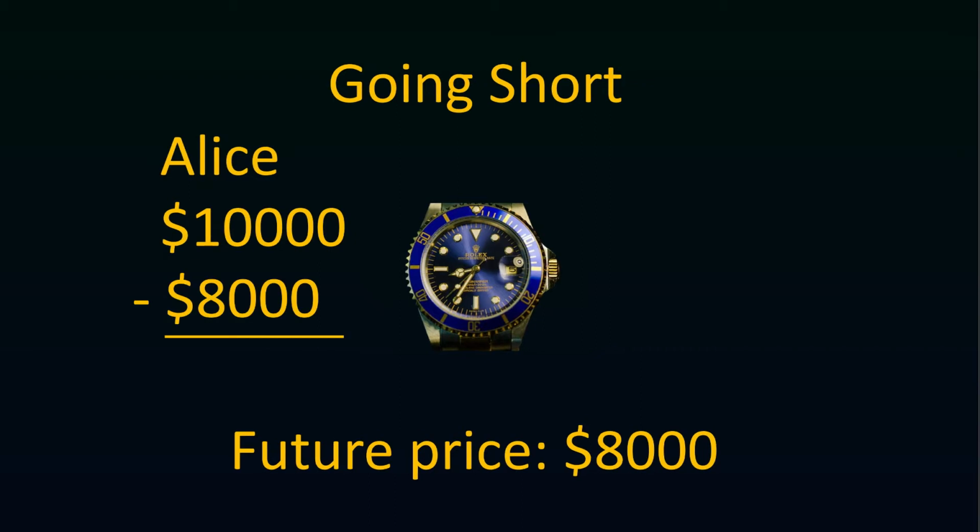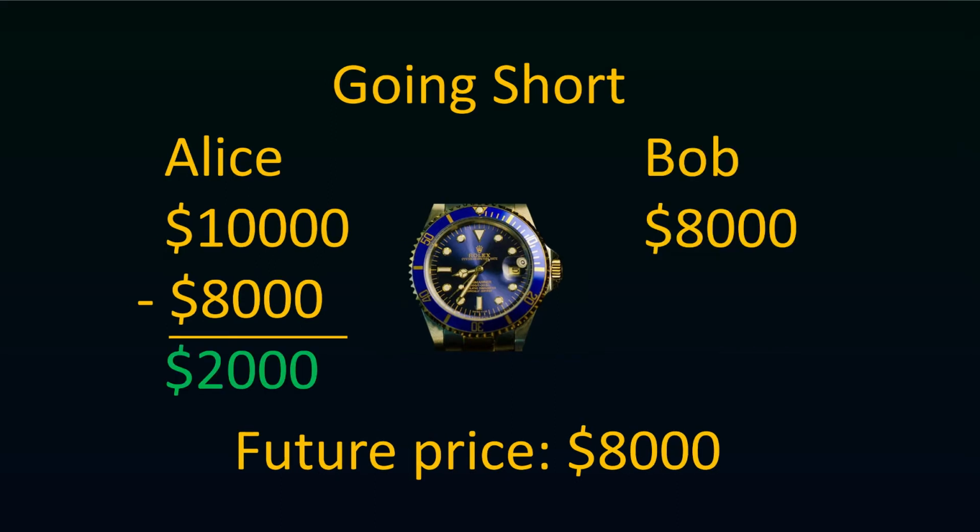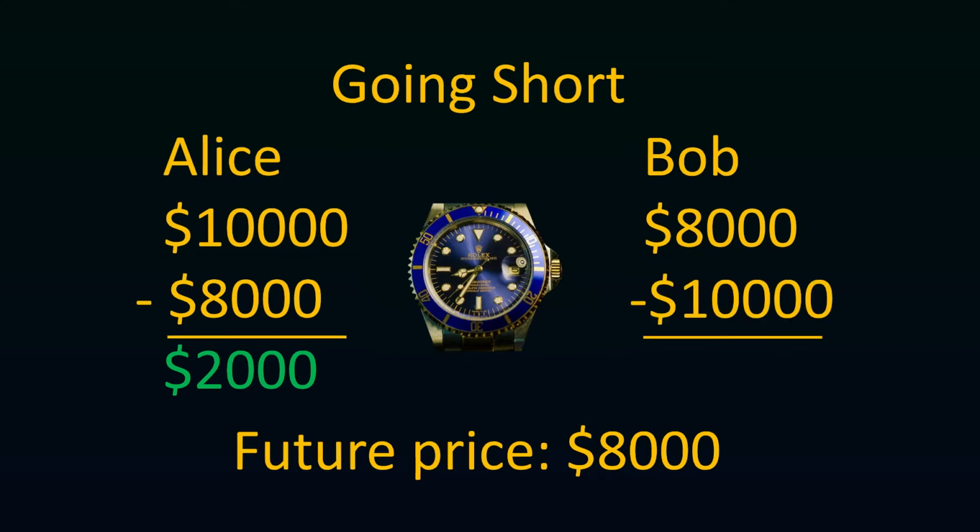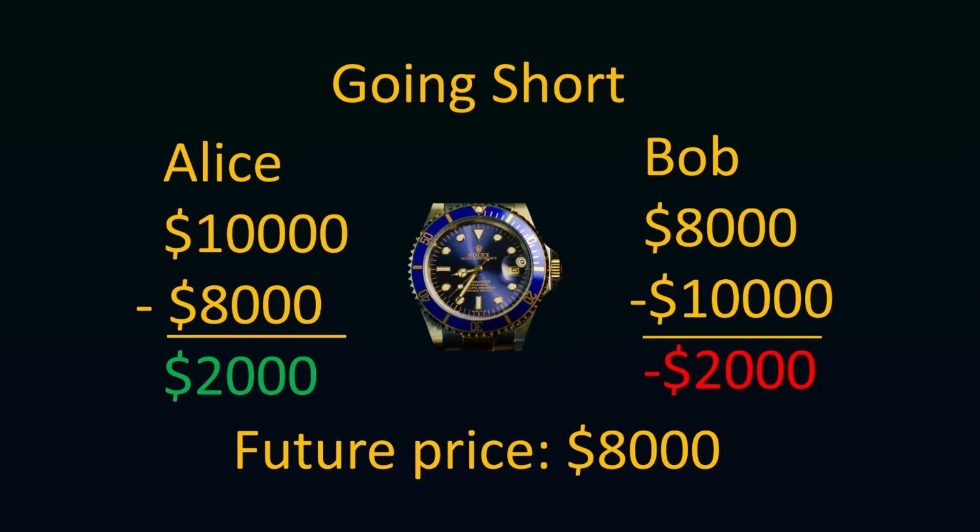Bob lost $2,000 because he has to pay $10,000 for a now $8,000 watch. Alice gains $2,000 because she can sell Bob an $8,000 watch for $10,000. Bob is stuck with an $8,000 watch for which he had to pay $10,000. That's a $2,000 loss for him.